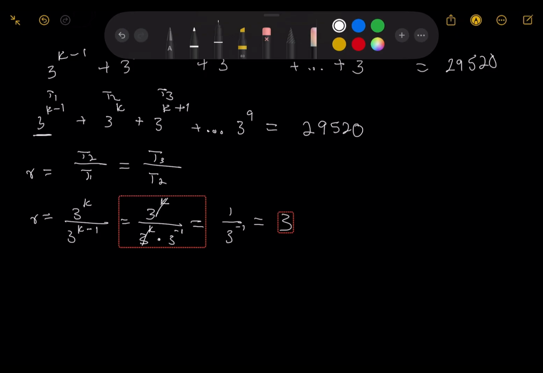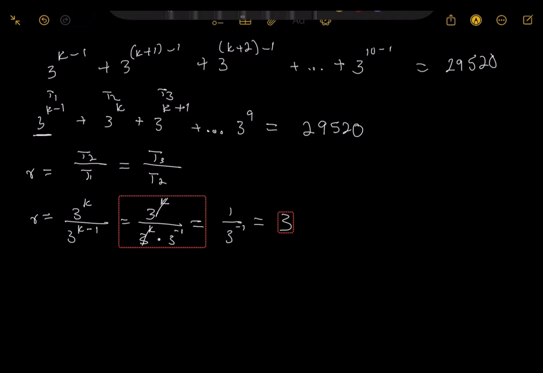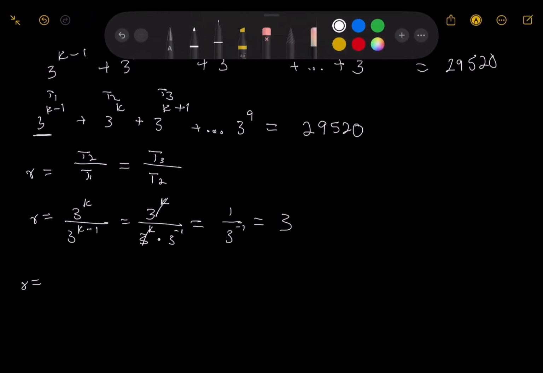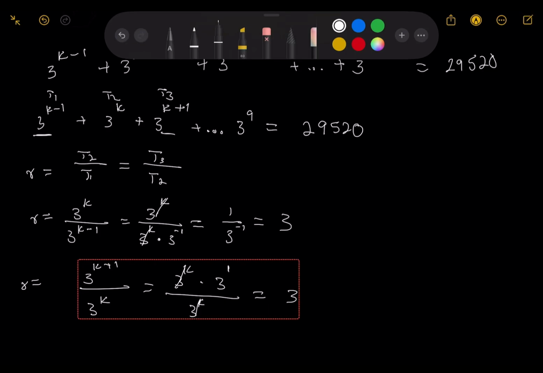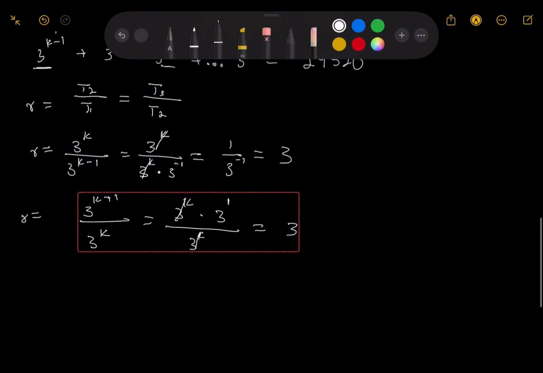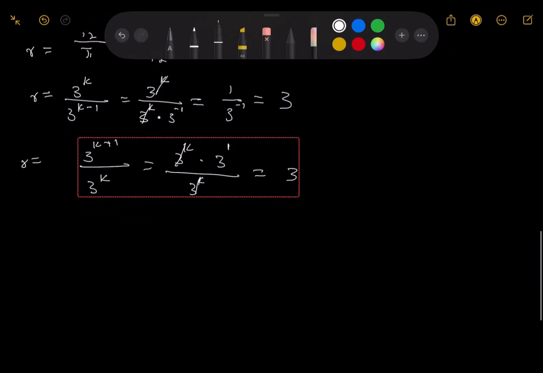And just to confirm, we know that T3 is 3^(k+1) and T2 is 3^k. We can expand it using the same exponential rule, 3^k times 3^1 over 3^k, which is still 3. And then you have it. We have the value of r. Let me write it on the side. We have r equal to 3.